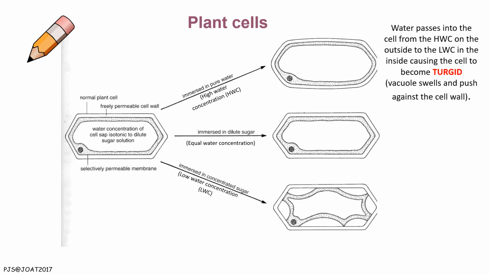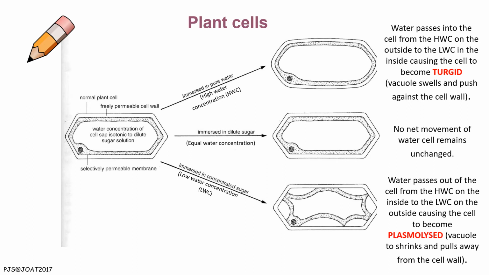If you put a plant cell in an equal concentration, then there will be no net movement of water and the cell will remain unchanged. And if you put your plant cell in a salty solution or a sugary solution, then you'd expect your water to pass out of the cell from the high water concentration on the inside of the cell to the low water concentration on the outside of the cell, causing the cell to become plasmolysed. And that means the vacuole shrinking and pulling away from the cell wall.